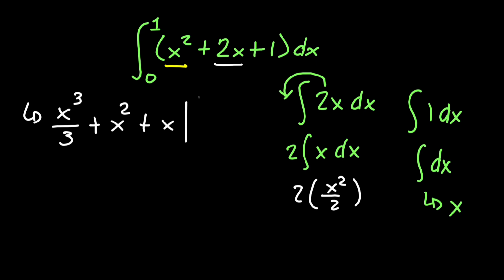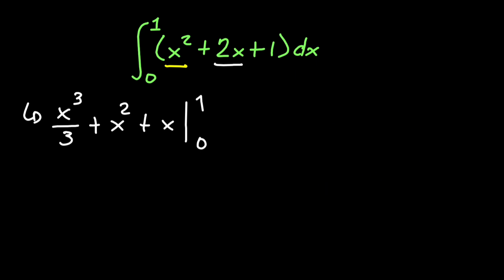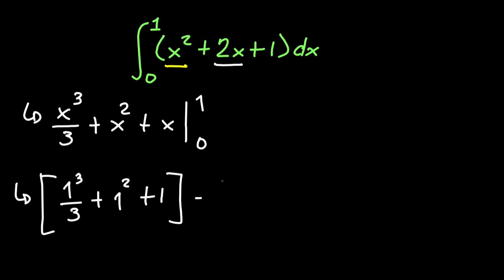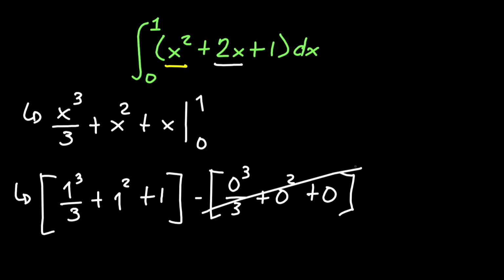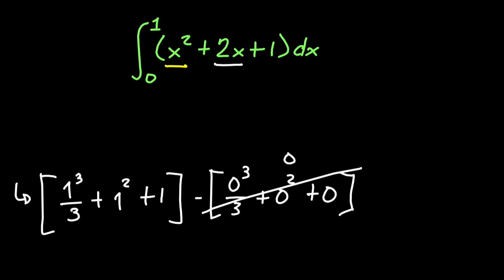So, ranging from 1 to 0. So, this would be 1 to the power of 3 over 3 plus 1 to the power of 2 plus 1 minus 0 to the power of 3 over 3 plus 0 to the power of 2 plus 0. This is all equal to 0. So 1 to the power of 3 is simply 1. Plus 1 squared is also 1. And copy the rest.